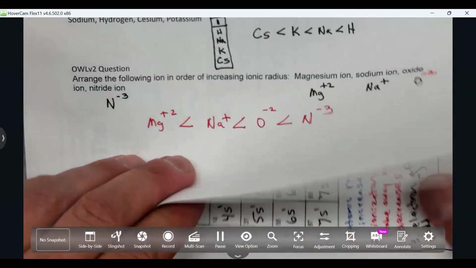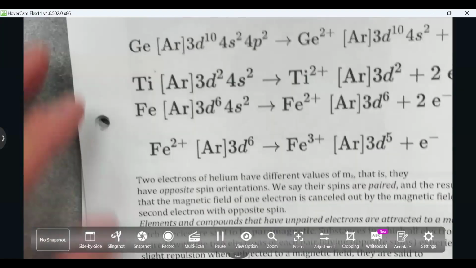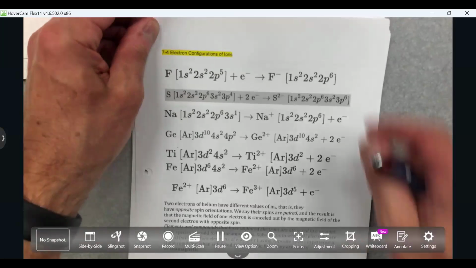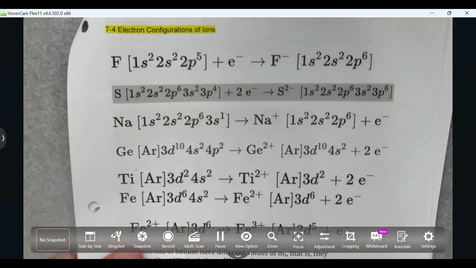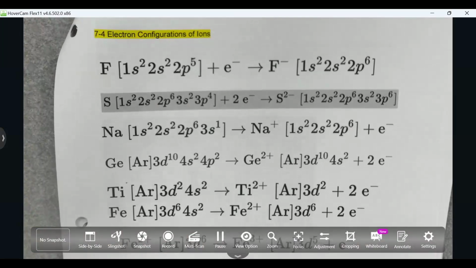Okay, we were on one page here. This last, we just got a little bit here. Electron configurations of ions. Why are we forming ions? How do we form ions?